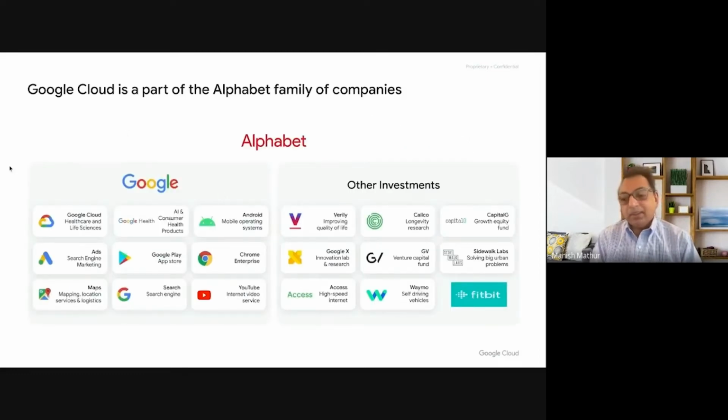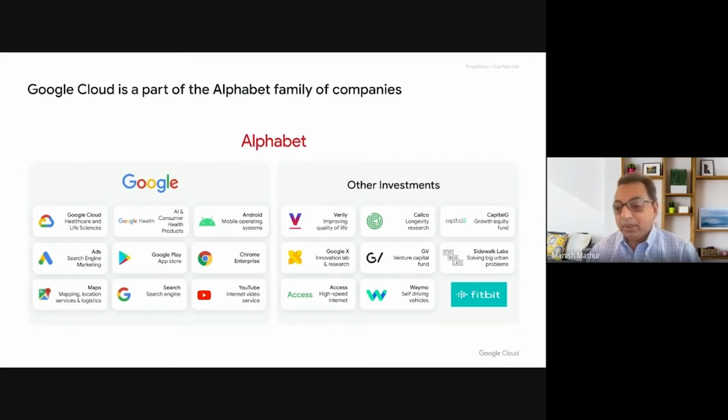We are committed to health, and we are committed to making sure that there are the right level of investments, and we are committed to make sure that we deliver and change the industry as we invest in this capability. So as you can see, we are continuously investing in healthcare as Alphabet as a company. We are building products which are healthcare specific.